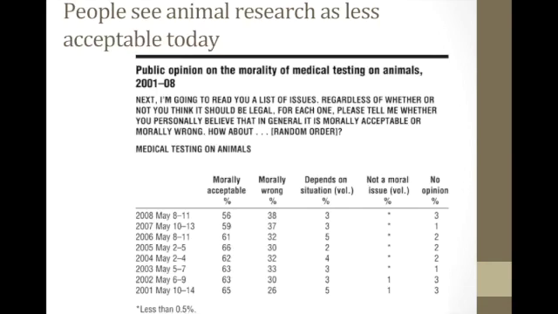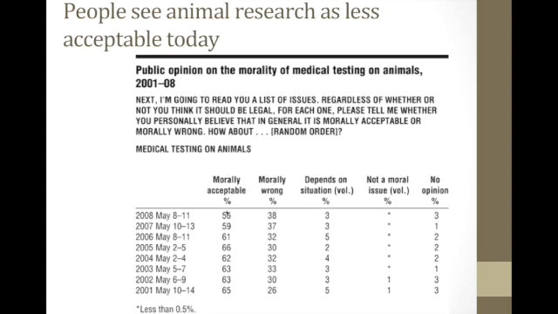But even though we talk about how we don't use that many animals for research, public opinion really is moving against the use of medical testing for animals. So this is an NSF study. The NSF study collects data on how people feel about the morality of medical testing in animals. This chart goes from 2001 to 2008, and you can see that in 2001, about 65% of the participants thought that it was morally acceptable to use animals, and only 26% thought it was morally wrong.